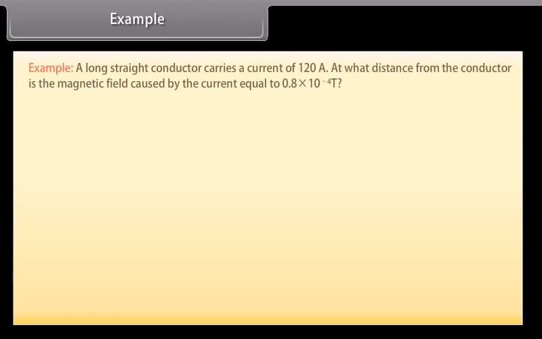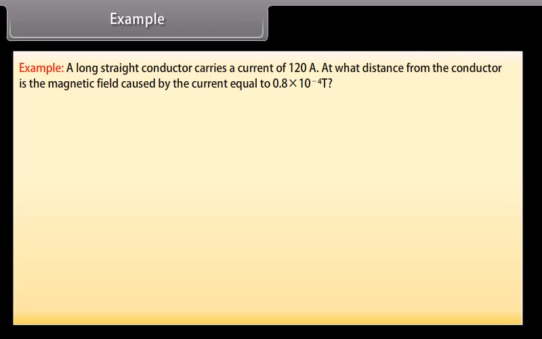Example. Let's take an example on magnetic field due to a current-carrying conductor. A long straight conductor carries a current of 120 ampere. At what distance from the conductor is the magnetic field caused by the current equal to 0.8 into 10 raised to the power minus 4 Tesla?